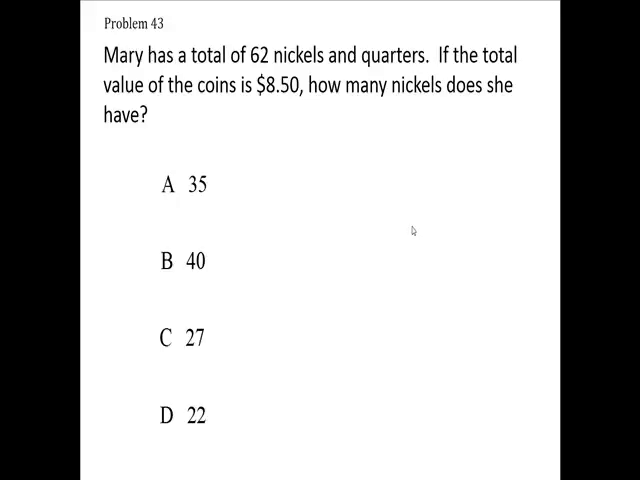Now, if you had one nickel, it'd be worth 5 cents. 2 nickels would be 10 cents. 3 nickels would be 15 cents. 4 nickels is 20 cents. So in each case we're going 5, 10, 15, 20, 25, 30. We're going 0.05, because 1 nickel is worth 0.05. So the value of your nickels is 0.05 times the number of nickels, which is x.